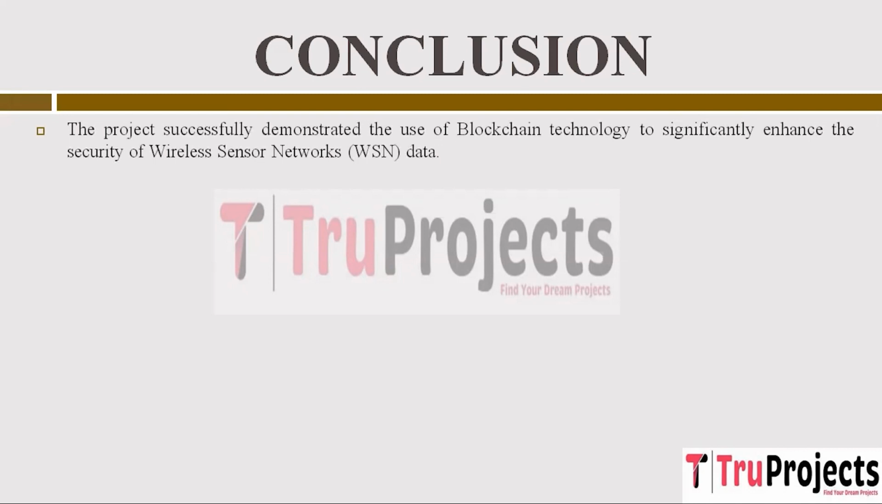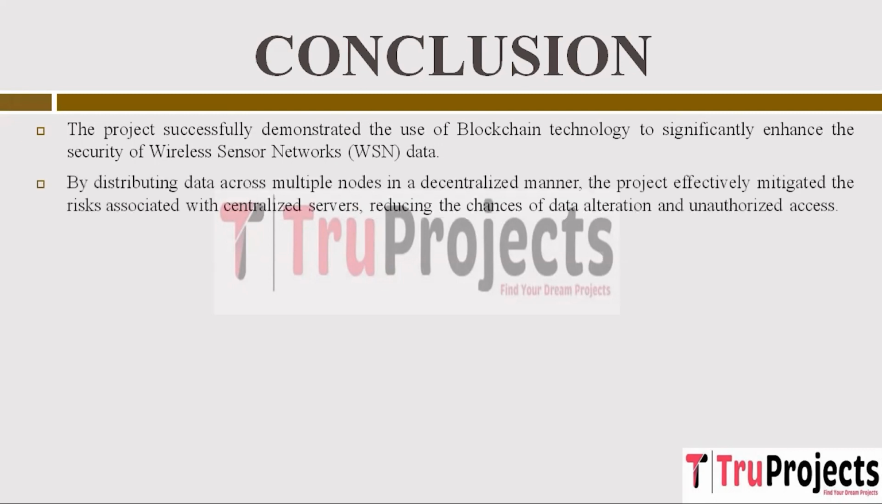So the conclusion here is the project successfully showcased the effectiveness of blockchain technology in significantly improving the security of wireless sensor networks data. By dispersing data across multiple nodes in a decentralized manner, the project adeptly reduced the vulnerabilities associated with centralized servers. This reduced the risk of data tampering and unauthorized access. Ensuring data integrity was paramount.